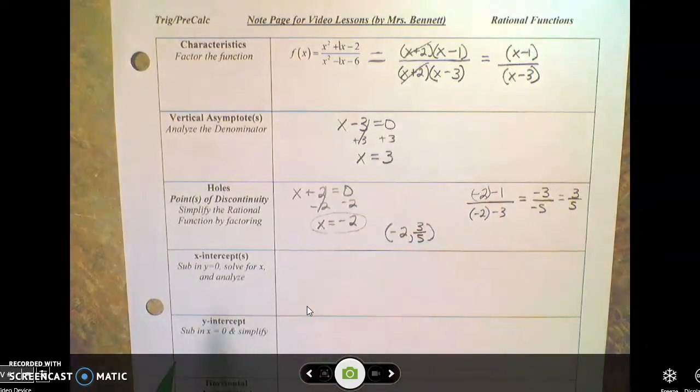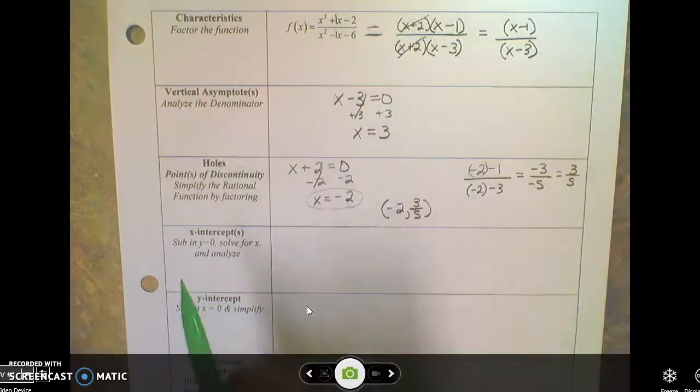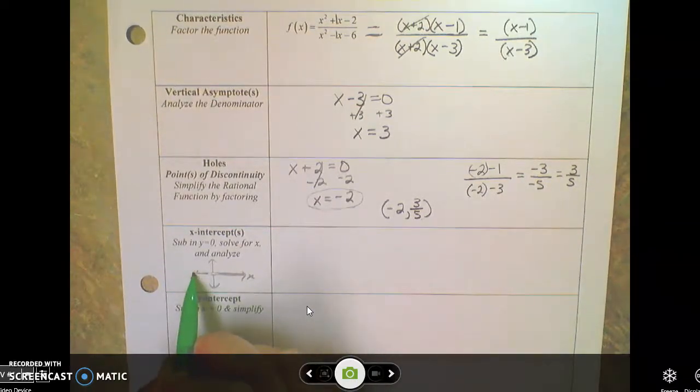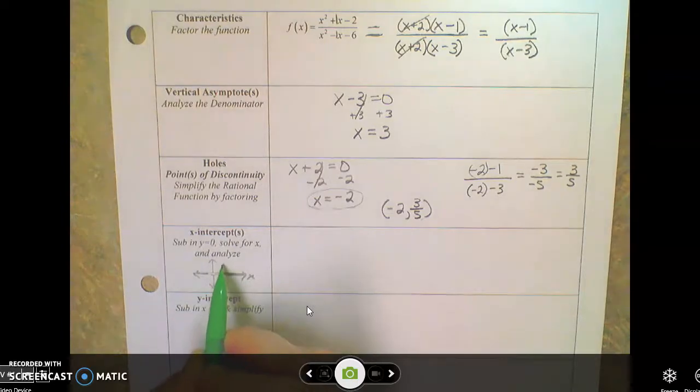So the next thing that we are going to find are the x-intercepts of a rational function. And an x-intercept is where the function crosses the x-axis. So because the x-axis is right here, this is a y value of 0. So anytime your function, let's say our function looked like this, we have an x-intercept right there.